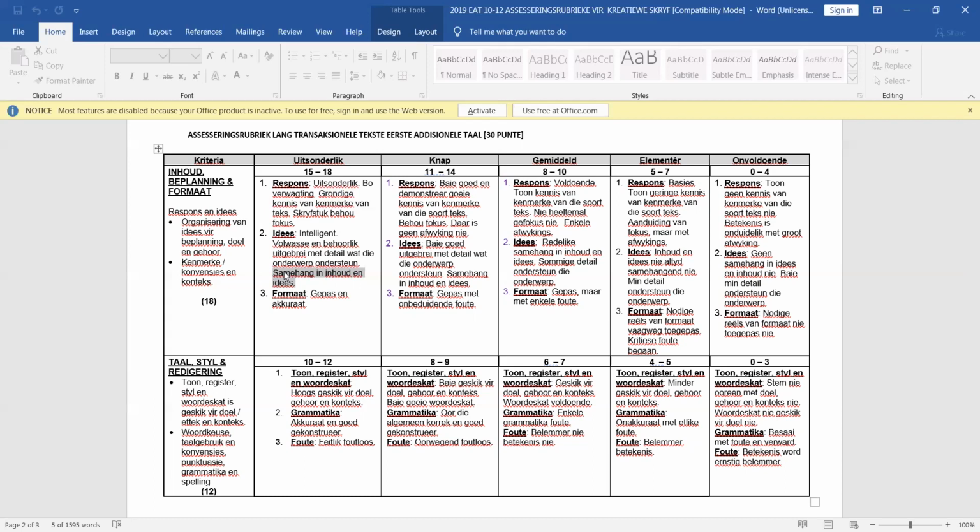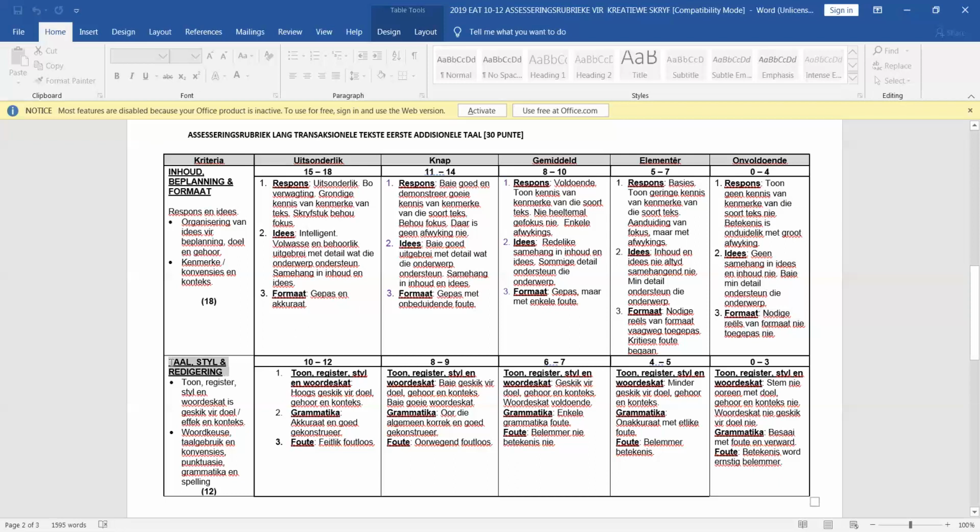If you don't have any of those things, you would get 0 to 4 marks for that. That would say that you show no knowledge of the type of text and its characteristics. Your meaning is unclear, onduidelik, and it doesn't even follow the topic. Because of this, you will have no detail to support the topic, no balance, and you will not be able to fit the rules of the format.